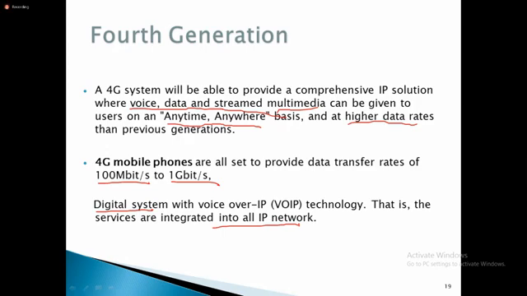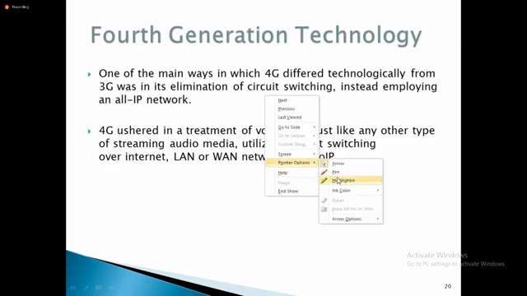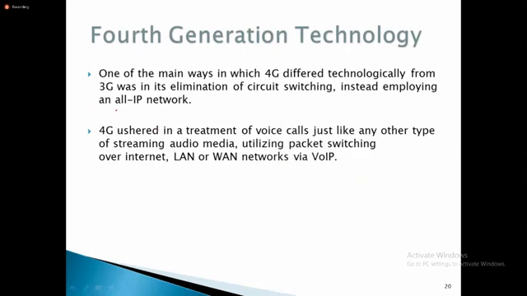Everything is implemented at the third layer of the OSI model. So it is an all-IP network. All the services, voice services and data services, are integrated into the all-IP network in 4G, right? One of the main ways in which 4G differed technologically from 3G was its elimination of circuit switching. Circuit switching was eliminated and all-IP was introduced. This is the important aspect of 4G compared to 3G.